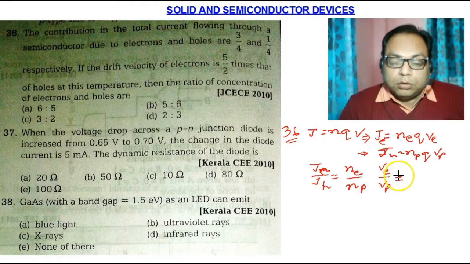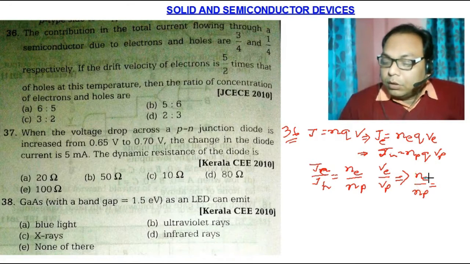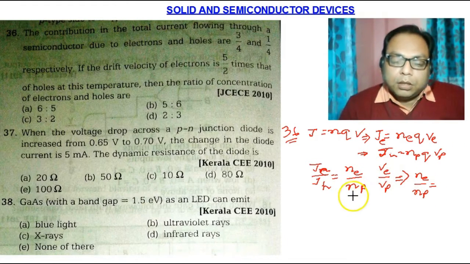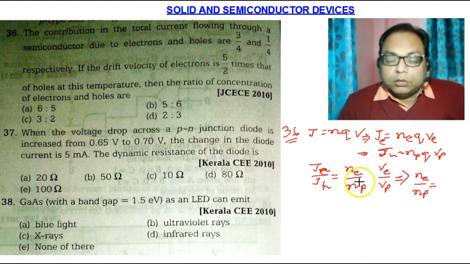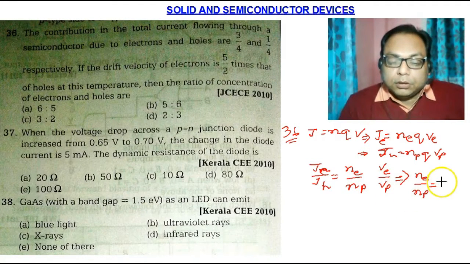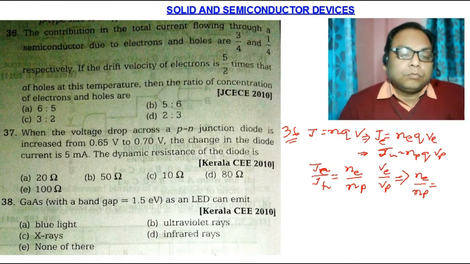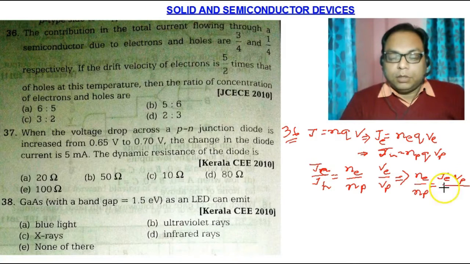So N_e by N_p is equal to J_e by J_h times V_p by V_e. If we do the cross multiplication, N_e by N_p is equal to J_e V_p divided by J_h V_e.